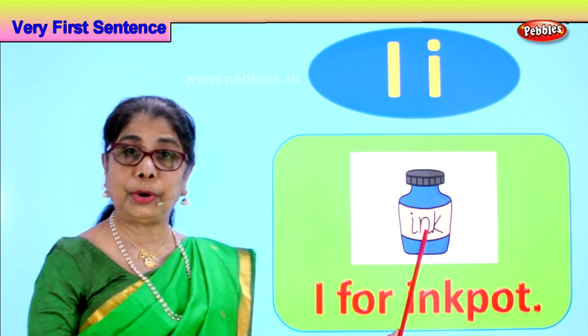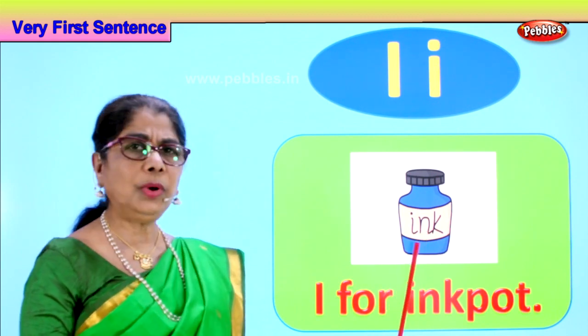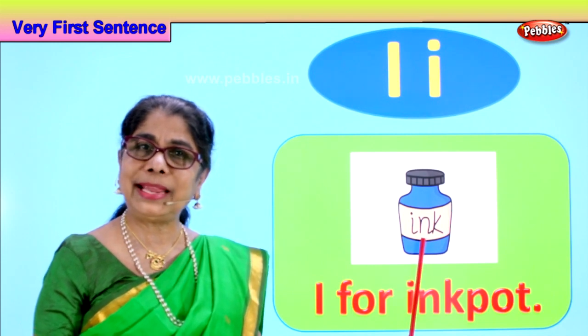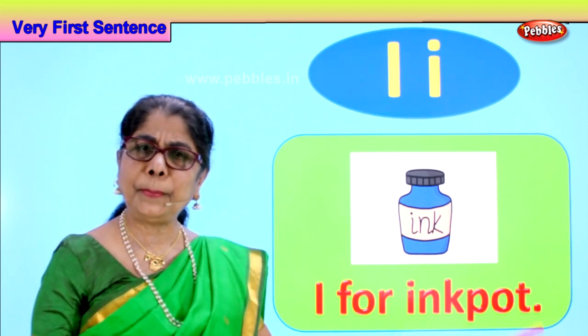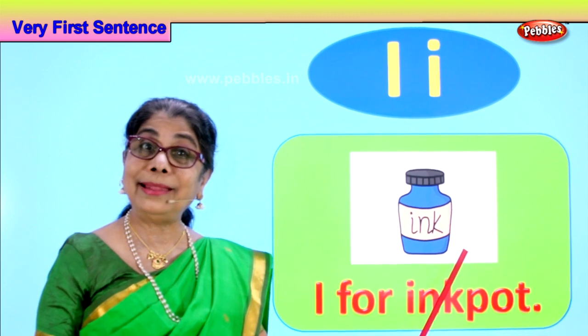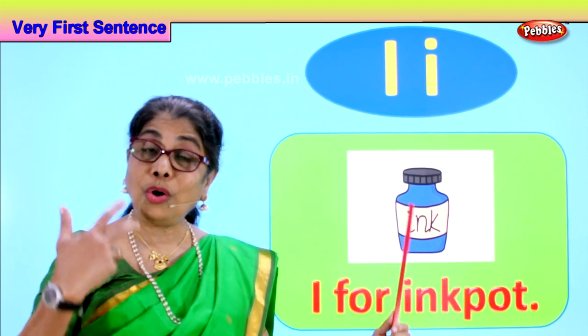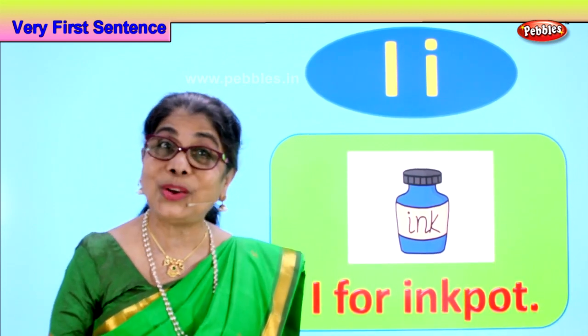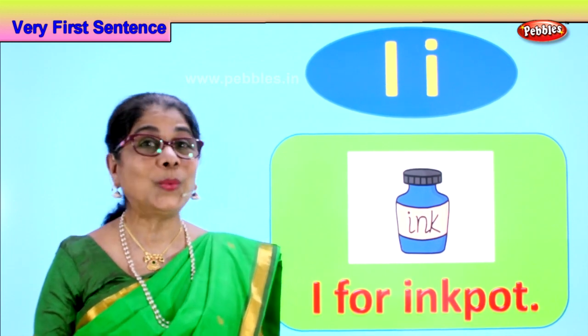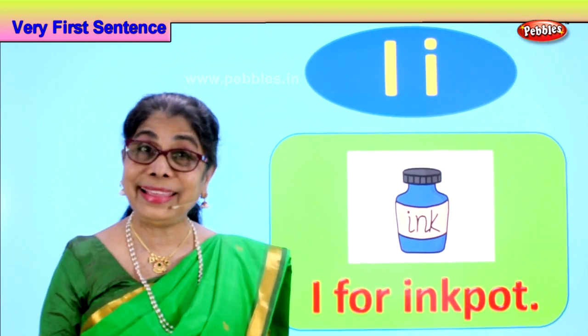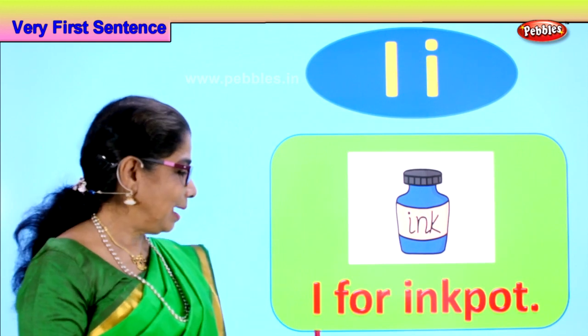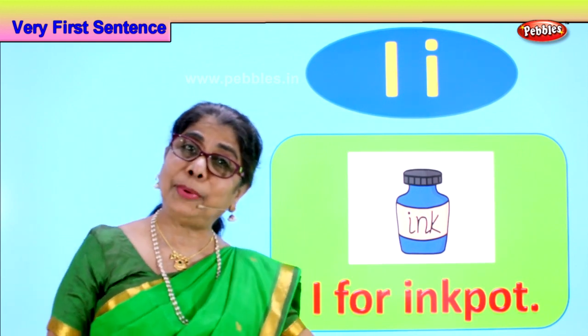Blue ink pot. And what did the little mouse Inky do? She toppled the ink pot and the ink fell all over her and we started calling her Inky. What is the sound of letter I? E. I for ink pot.